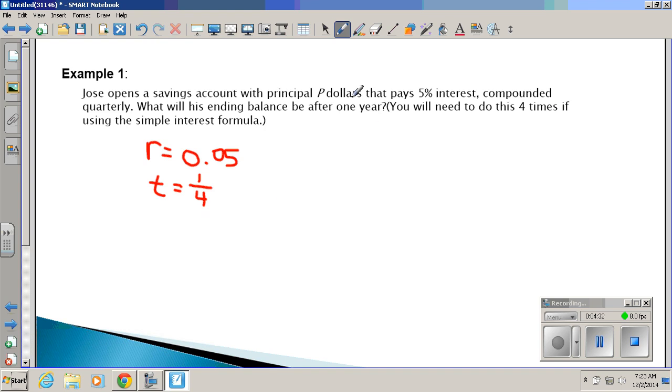I'm trying to find what his interest is going to be. So this is going to look a little different because his principal is still a variable, and I still have I, the interest, as a variable. So interest, again, is the principal, in this case, that P, times his rate, which is going to be 0.05, times his time, which is 1/4, or 0.25. Okay, so I still have that variable P in there as well as the I.